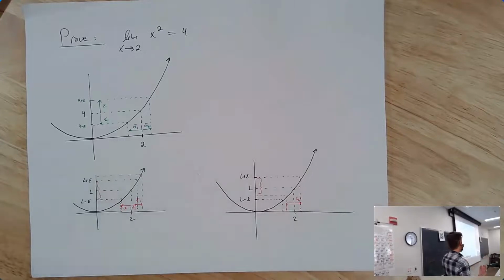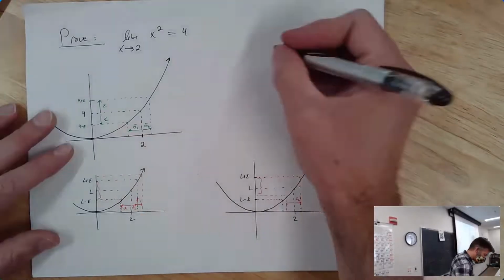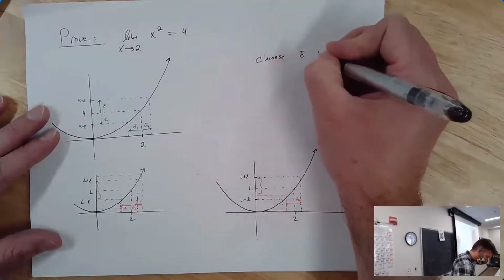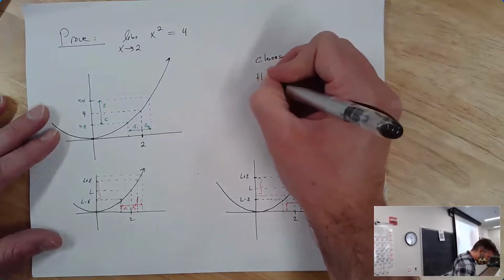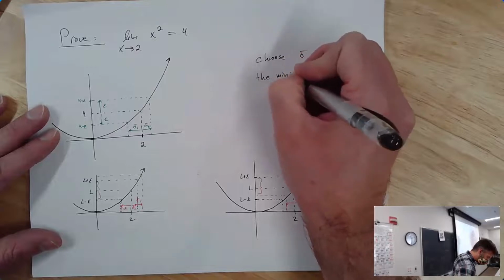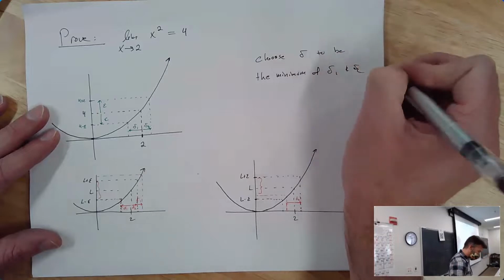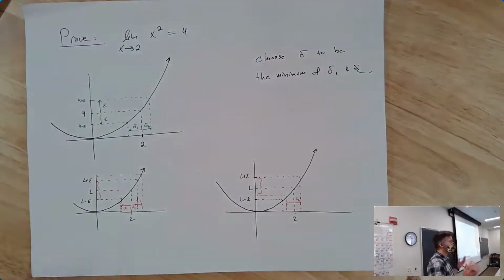So, long story much shorter, we're always going to choose delta to be the minimum of delta 1 and delta 2. If you have two possible values for delta, you always pick the smaller one because it's going to give you less room to work with, which is what we want. We want to make sure we are within the epsilon of our limits, not outside of it.